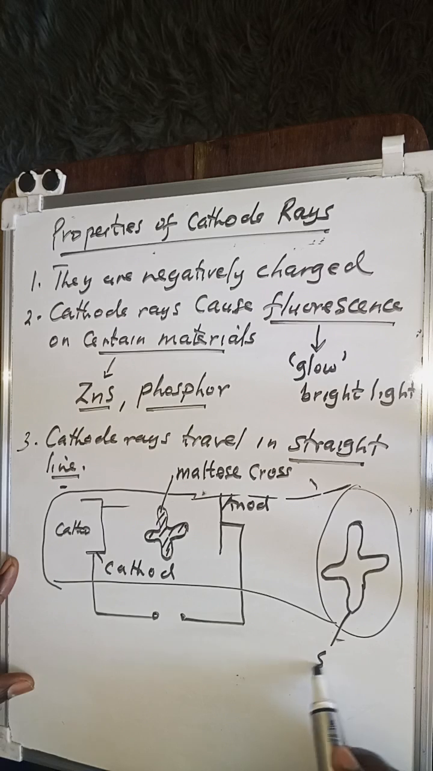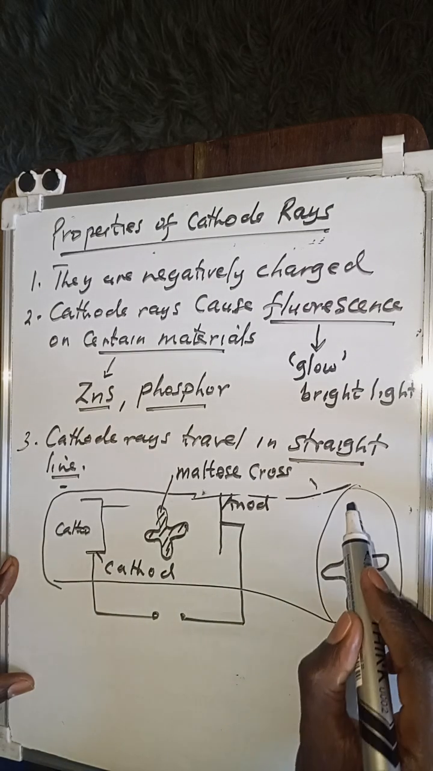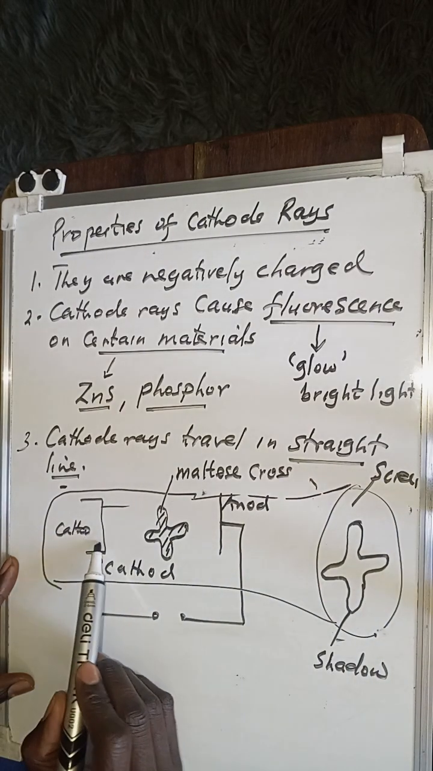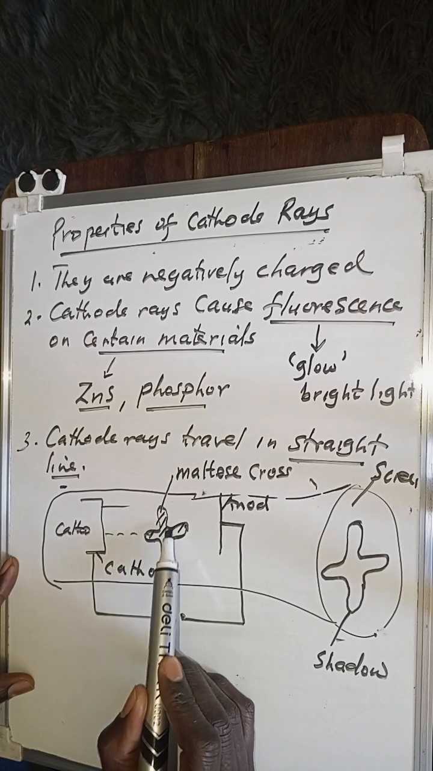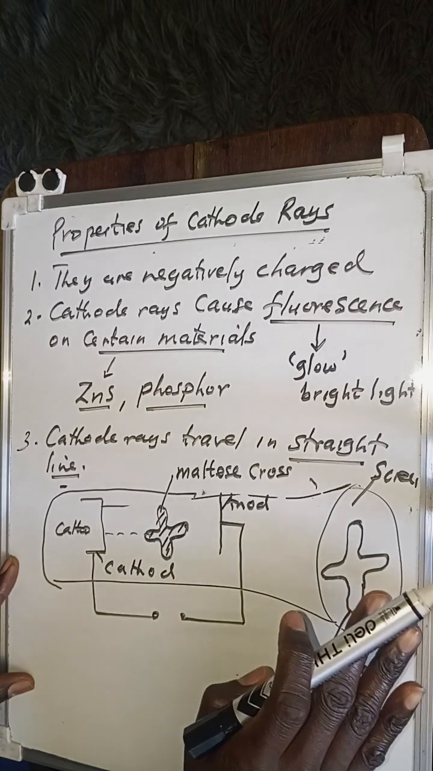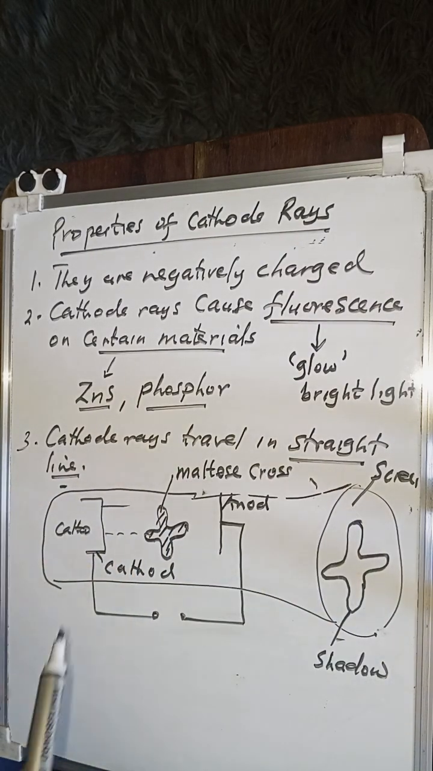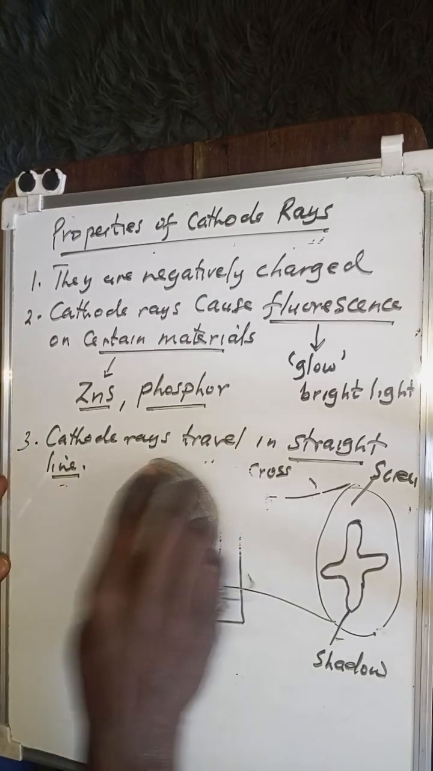This is going to be a shadow that is cast on this thing we are calling the screen. So as the electrons are moving there, because this is opaque, they will not pass through. As a result, a shadow is cast on the screen. So this is how we can tell that cathode rays travel in a straight line. That is what you need to remember.